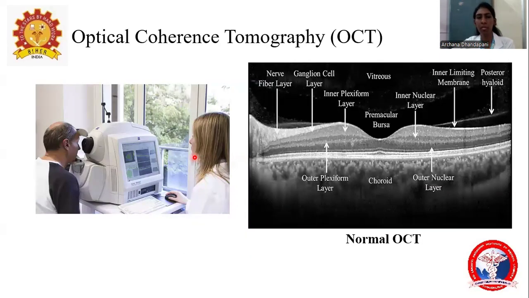And OCT is also called optical coherence tomography. It is like taking a cross section of our retina. So it is specifically done using a machine. It could be a time domain OCT or a spectral domain OCT. So this is how our normal retina will appear in an OCT. It will display all 10 layers of the retina.